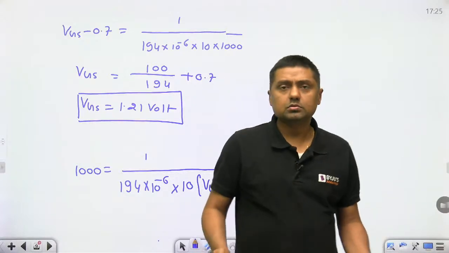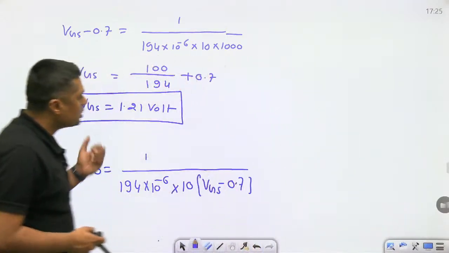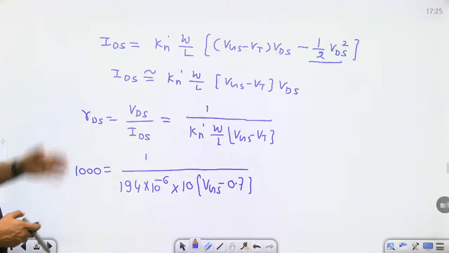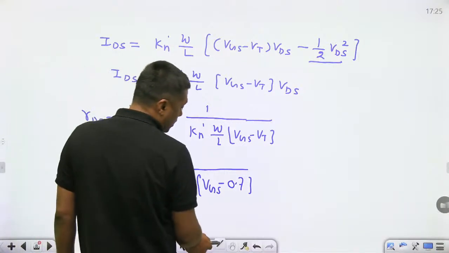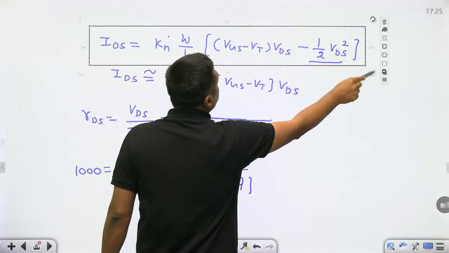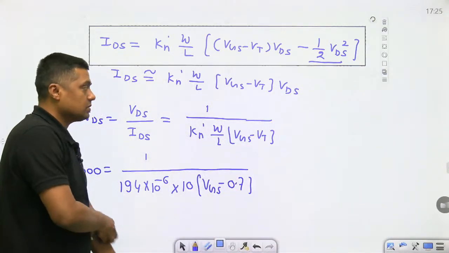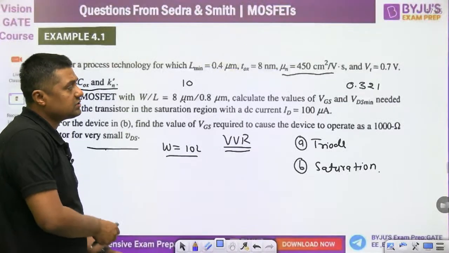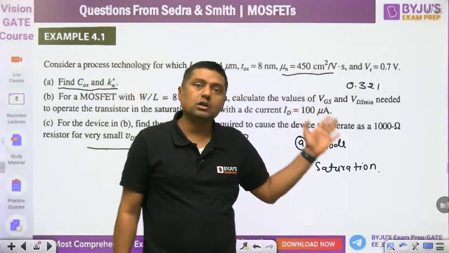Okay. So we have solved a question on saturation, a question on the triode region, and a question on VVR, where we found COX and K'n. So this is one question from a standard textbook. You got the idea about all types of questions.